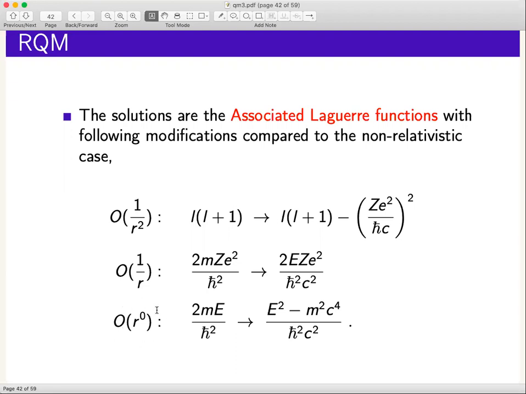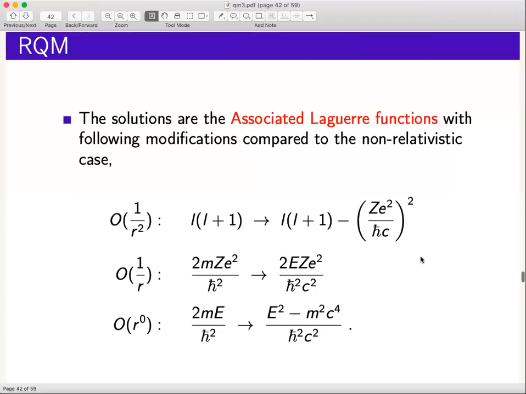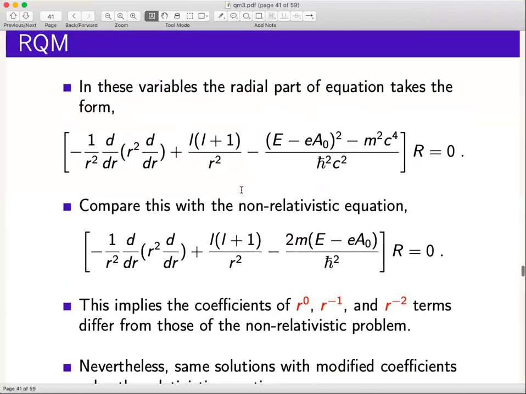The r to the 0 term is just 2mE upon h bar squared, which gets replaced by E squared minus m squared c to the 4 upon h bar squared c squared. So if you do these modifications and related terms in the solution, then the associated Laguerre functions that you would get under these replacements solve the differential equation that we encounter in the relativistic problem.